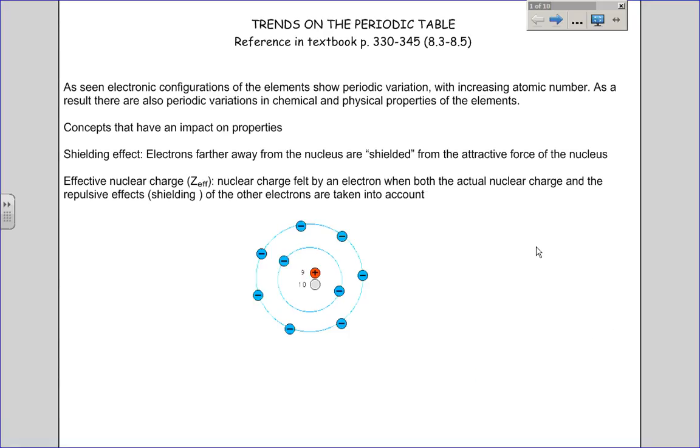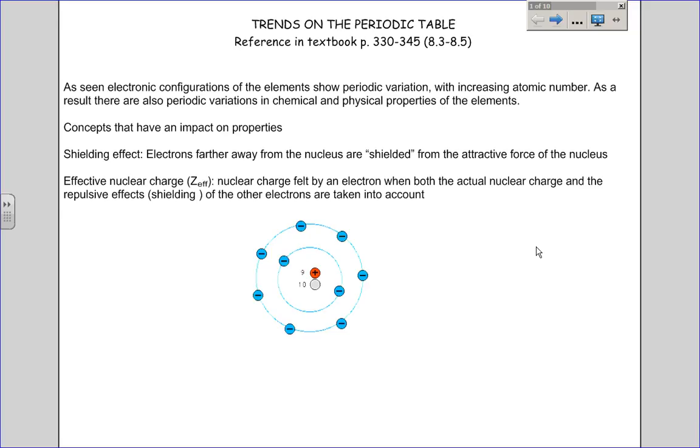In this lesson, Trends in the Periodic Table, we're going to look at different properties of atoms, like their size, their ionization energy, their electron affinity, their electronegativity, and their reactivity. And we're going to use their atomic structure in order to understand the periodic trends and variations of these properties within the elements of the periodic table.